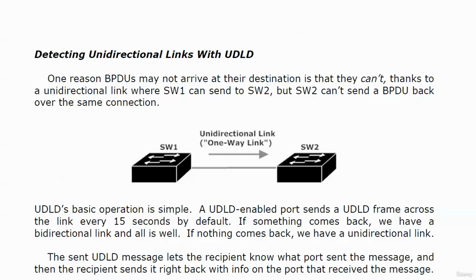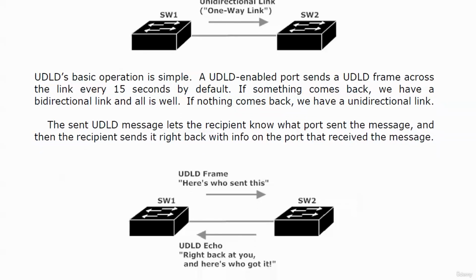UDLD helps us detect this. And the basic operation is simple, and it's going to sound pretty familiar. A UDLD enabled port sends a UDLD frame across the link every 15 seconds by default. If something comes back, we have a bidirectional link, all is well. If nothing comes back, we have a unidirectional link, and not all is well.